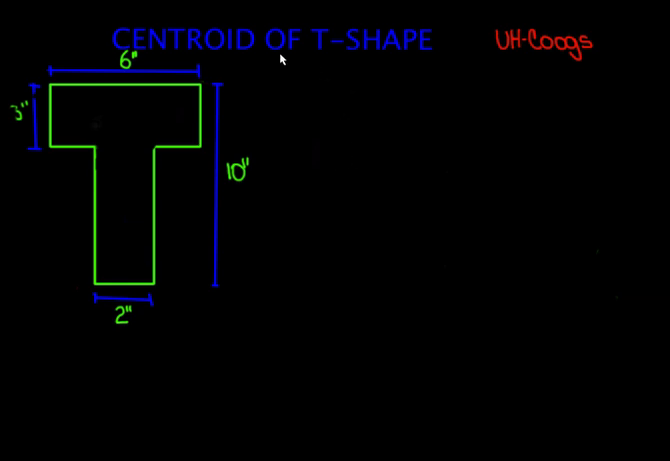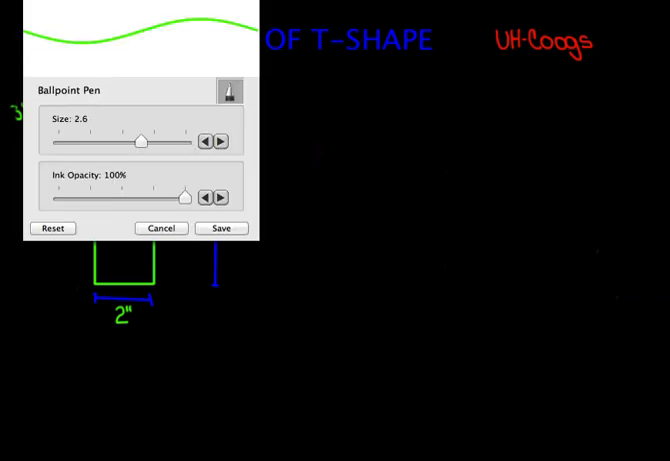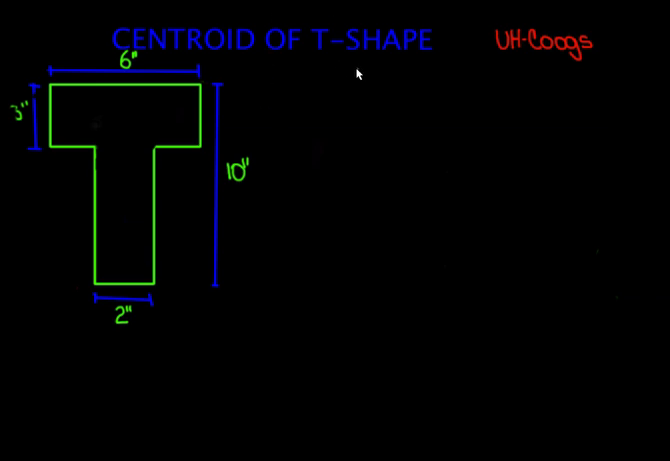Alright, in order to do this, we're gonna be using a general equation. As many of you should know by now, the equation for the centroid equals the summation of the areas times y, divided by the summation of the areas. Where A is just area, and for a T-shape you have to divide it into sections.